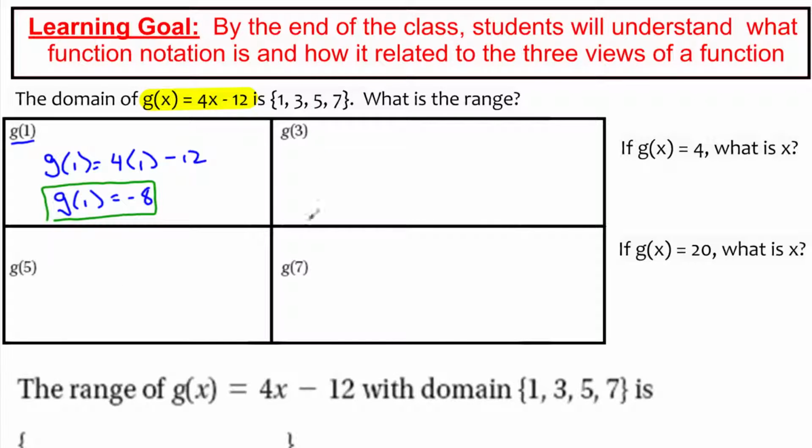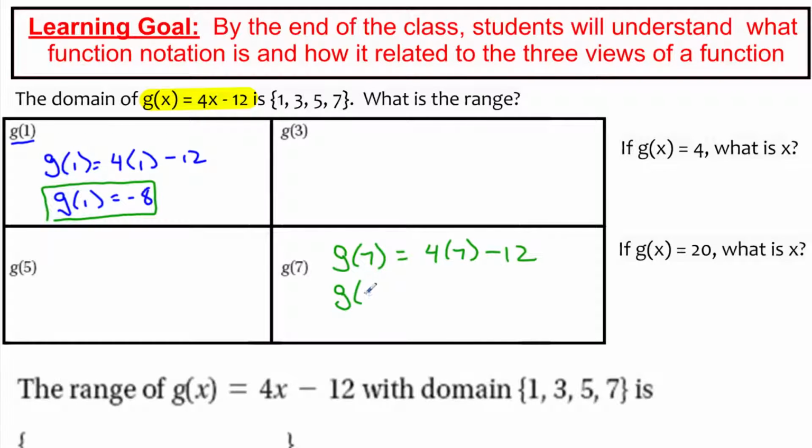Just to do one more really quick, let's do, for example, g of 7. I'm going to say g of 7, which means go to the g function, plug in a 7. So that means it's going to look like 4 times 7 minus 12. Well, 4 times 7 is 28. 28 minus 12 is 16.